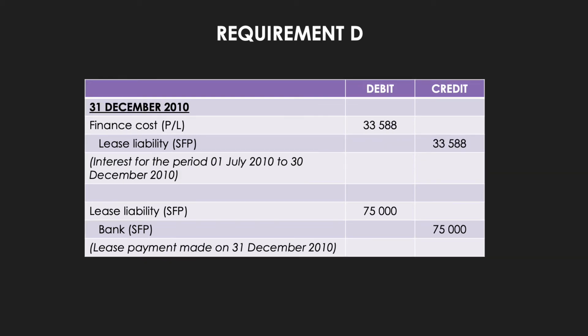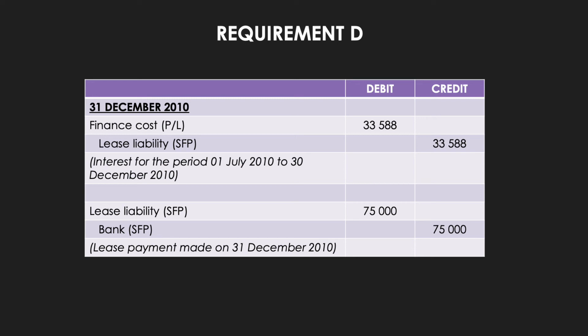That then brings us to the 31st of December 2010, which is the second lease payment date. Once again, on payment date, we need to take into account that a portion of the 75,000 Rand represents interest, and this interest needs to be journalized and recorded as interest in the books of the lessee. So we debit the finance cost and we credit the lease liability with 33,588 Rand. How did I get that 33,588 Rand?